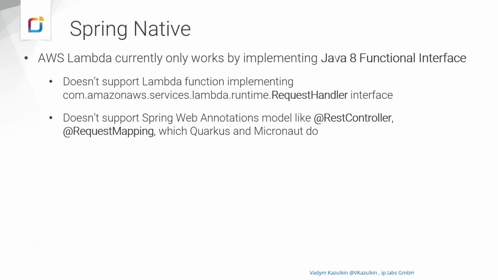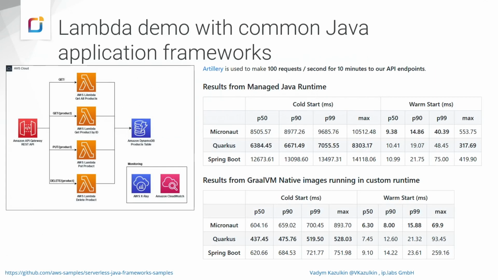The interesting thing is that Spring Native is currently the only framework which doesn't support Spring annotations. So that's quite interesting. They only support the request handler from the AWS SDK as a way to write. Quarkus supports this, Micronaut supports this. Probably it will be added anyway, but for now you cannot reuse your Spring functions. You have to adapt them to this interface. Kind of funny, but maybe they will improve.